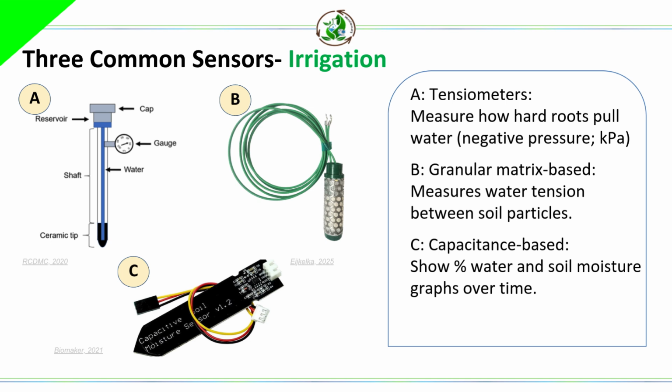C. Capacitance-based sensors show the percentage of water in the soil and can provide soil moisture graphs over time, which is very helpful for monitoring trends and adjusting irrigation schedules. Each sensor type gives slightly different information, but all are useful for deciding when and how much to irrigate.